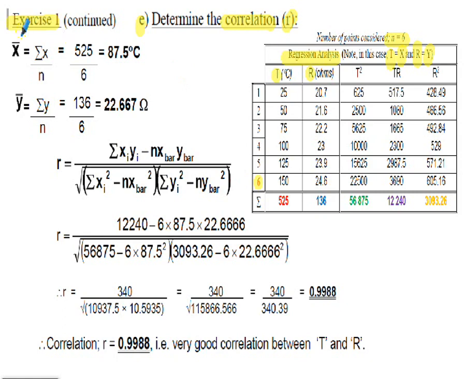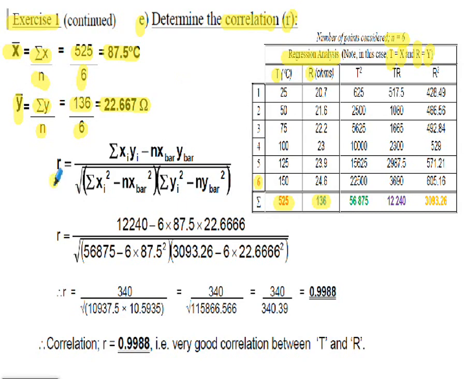So in this case, to find the X bar, which is really the T bar, it's summation of X over the N. In this case, the summation of X is the summation of T here, which is 525 divided by N, which is 6. So our X bar is 87.5 degrees C, and then the Y bar, which is really the resistance in this case, is the summation of Y over the N. Summation of Y in this case is summation of R, so that's 136 divided by N, 6. That gives me a Y bar value of 22.6 recurring ohms.